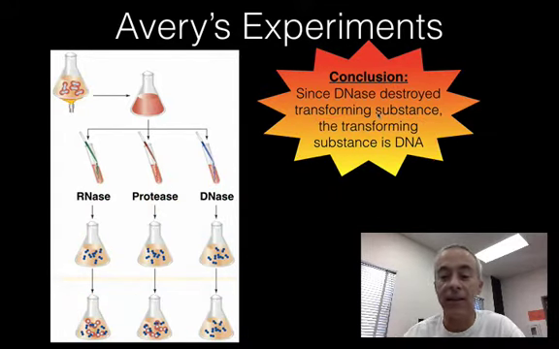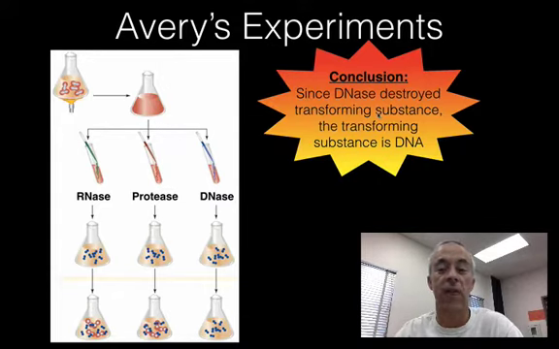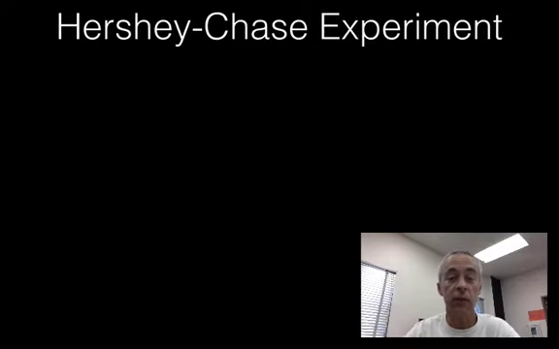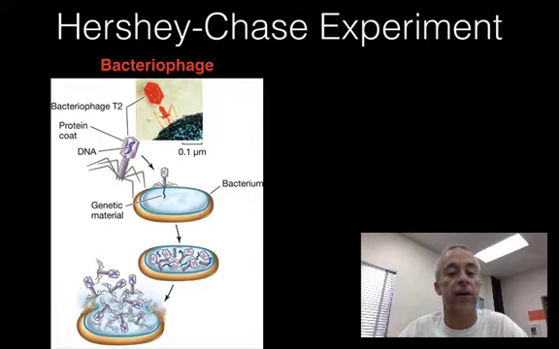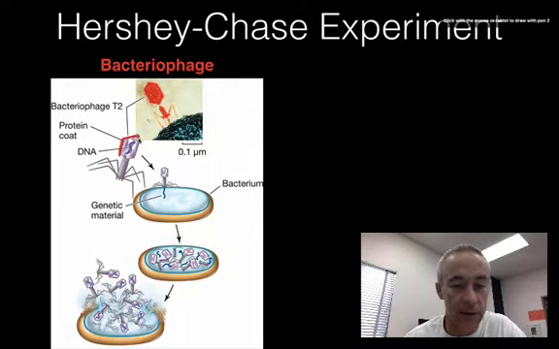And now I know you're thinking to yourself, this all makes sense, but you have to remember that this knowledge that we have now was not always available to everybody. So one last experiment to solidify all these results was conducted in 1952 by the scientists Hershey and Chase. And they used a specific type of virus called a bacteriophage. Viruses are very simple in that they just have a coating that's made out of protein, and then inside they have DNA.